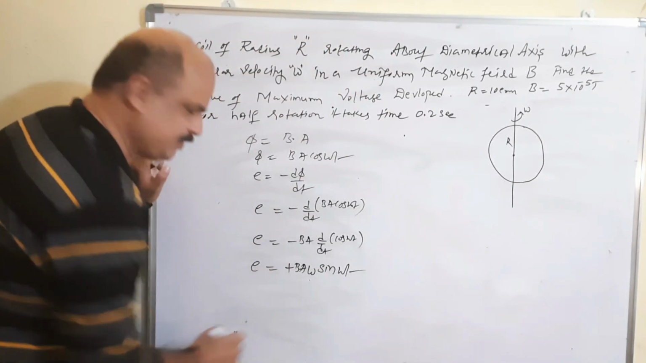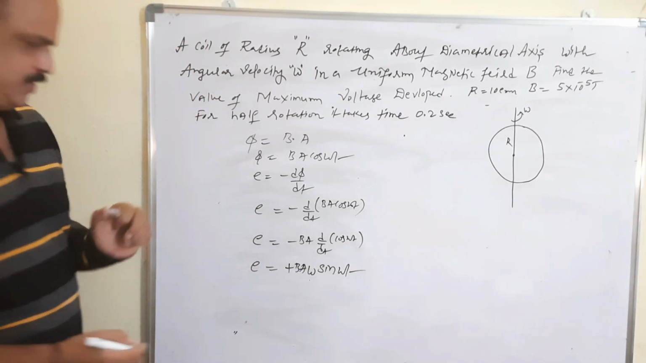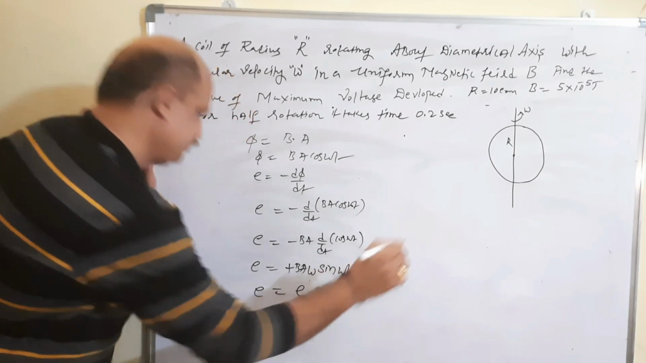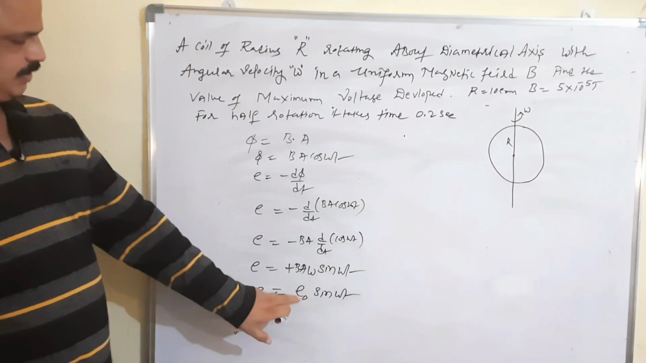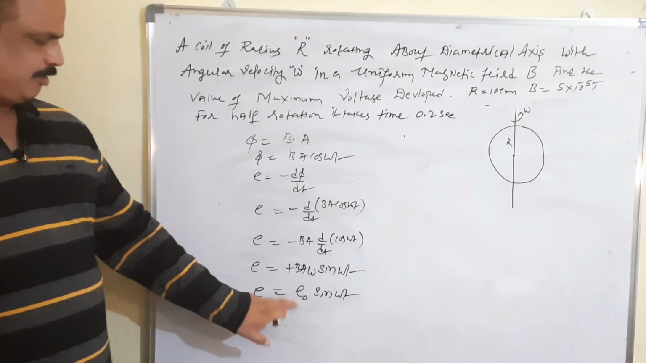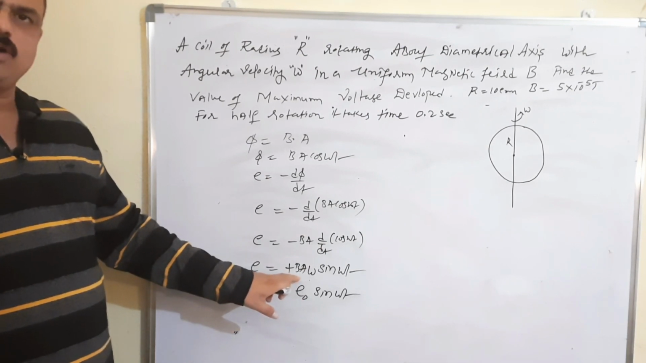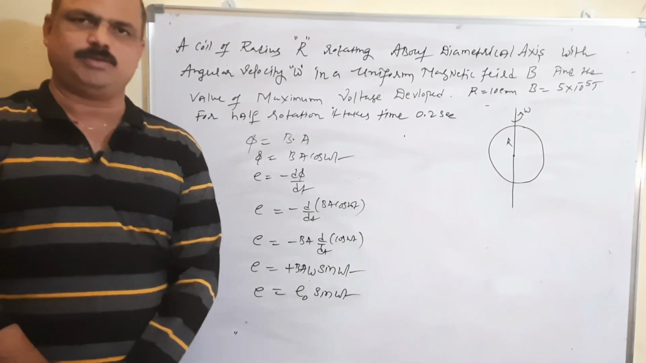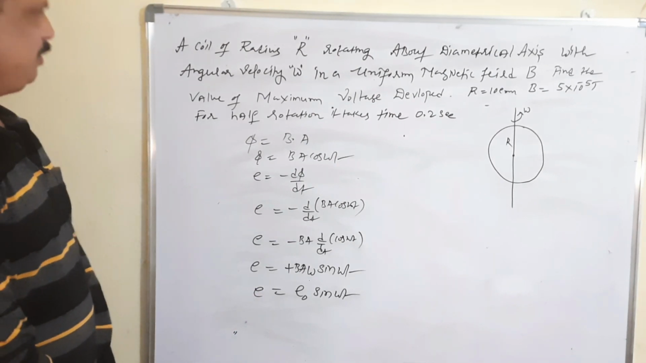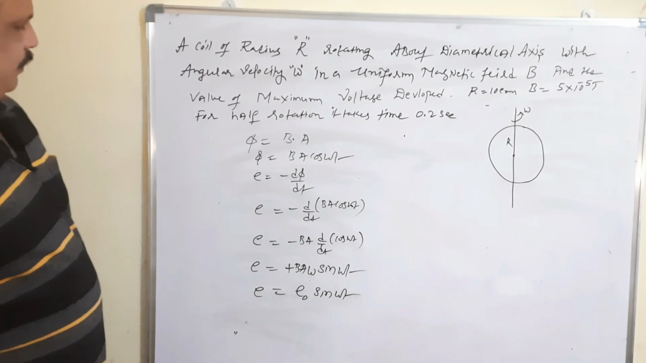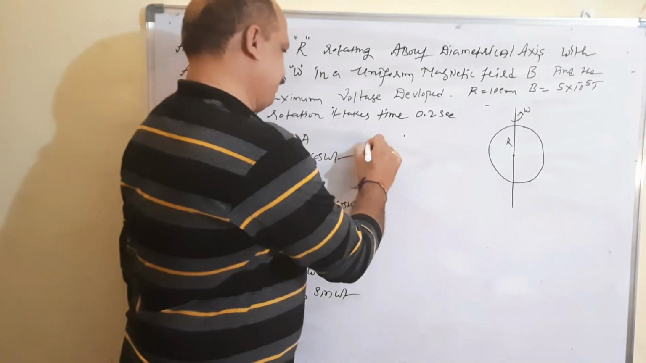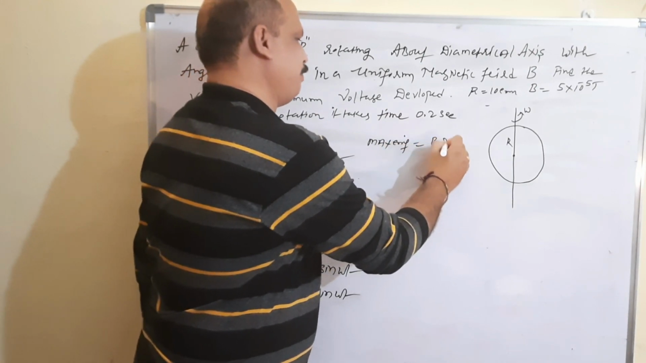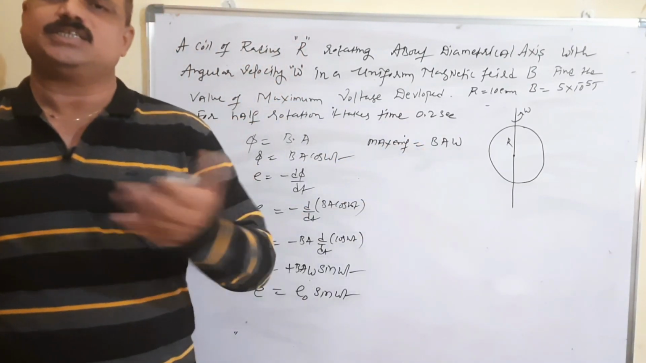What they ask in the question is the maximum voltage developed. So generally this equation is compared to the general equation E is equal to E naught sin omega t. This E naught term is nothing but the maximum EMF. In the place of E naught, the term present here is BA omega. So that is the maximum EMF. Here maximum EMF is equal to BA omega.